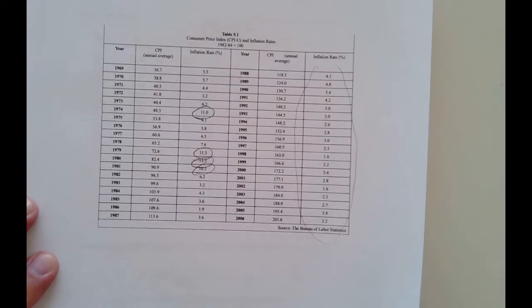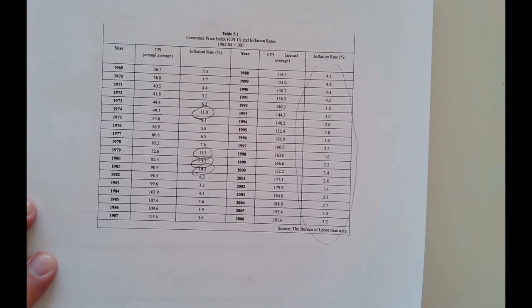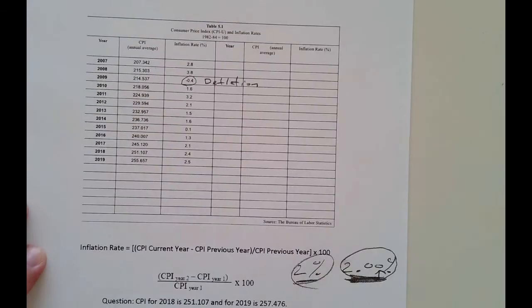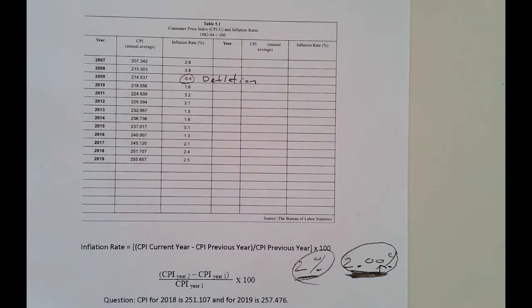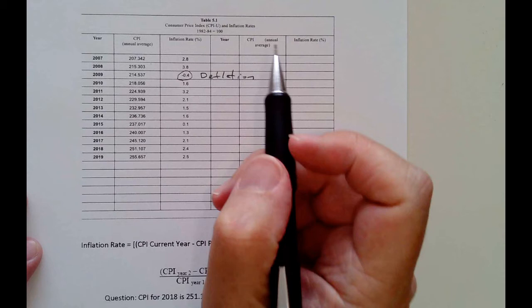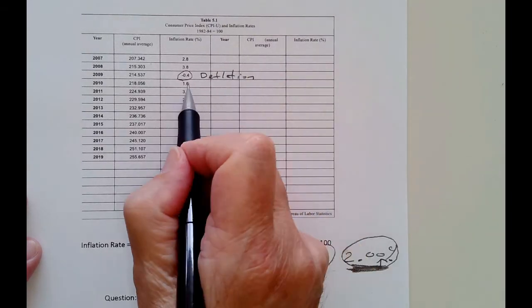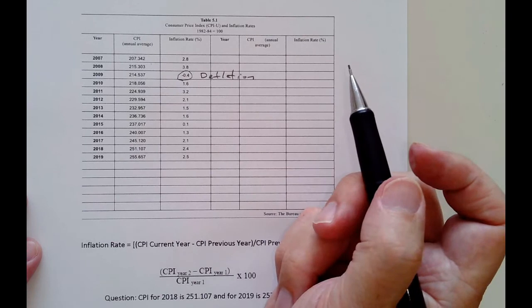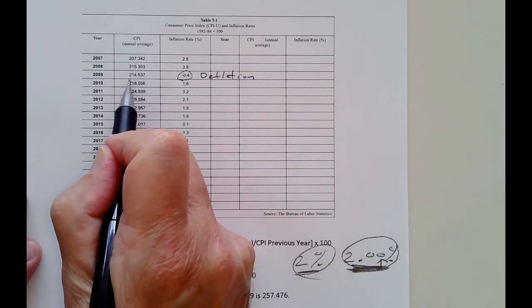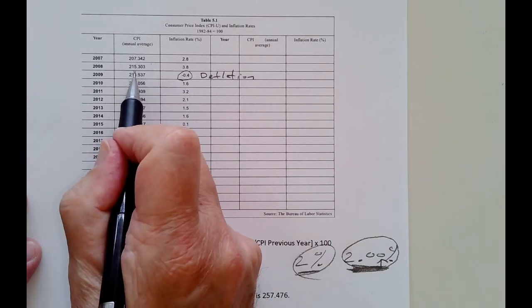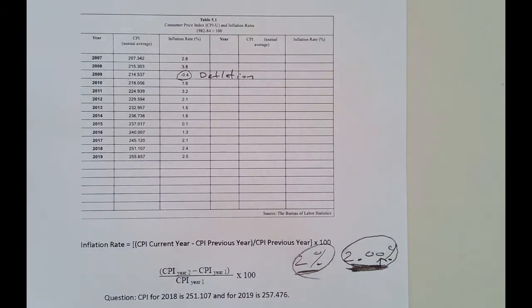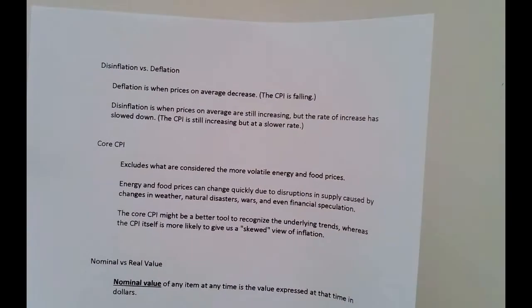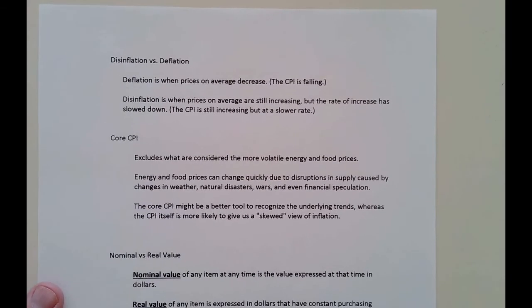Even though we had recessions in the years here, the only recession that really had deflation was the worst one of all the recessions until COVID, of course. Prices from 08 to 09 went down by 4%. You see the CPI in 09 a little bit lower than the CPI in 08. So that's deflation. That's when the CPI is falling. That's when the inflation rate is negative.